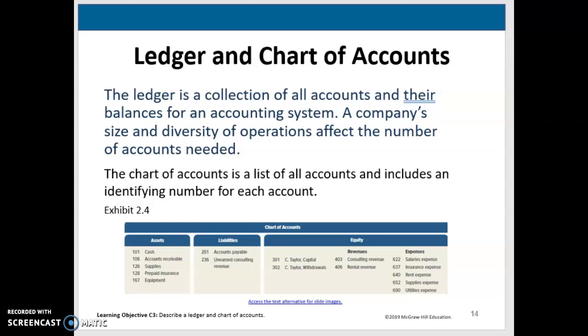There is a chart of accounts in your resources tab, and I recommend reviewing that. What we're going to look at here is just a list of all the accounts. A ledger is a collection of all the accounts, and it has the balances for all the accounts that are in our system. The chart of accounts has a list of the accounts and includes an account number for each account. So you'll see here that cash is typically account number 101. Accounts payable is 201. We get into the capital, revenues, and expenses, and we see that we have 301, 403, 622. Those account numbers help us to identify each of those accounts. Again, it's important to make sure that you review the chart of accounts that's been provided to you also.